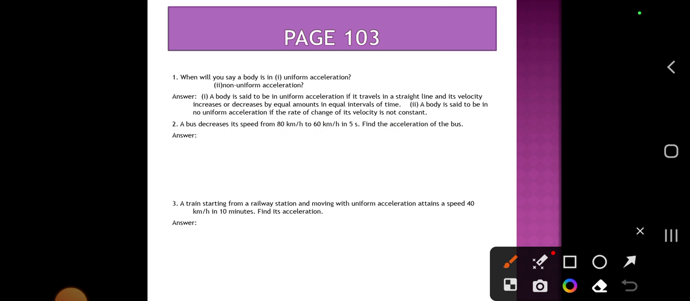A body is said to be in non-uniform acceleration if the rate of change of its velocity is not constant.